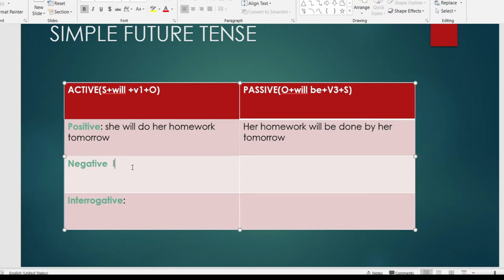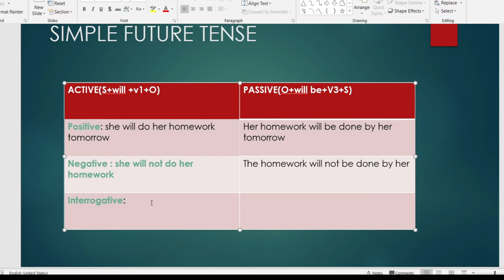Okay. All right. If we convert this one into negative, this becomes: She will not do her homework. वो अपना homework. So the passive is: The homework will not be done by her. Alright.